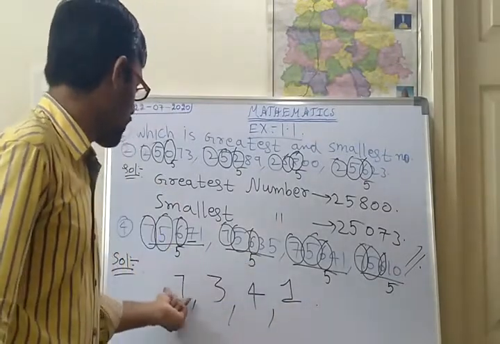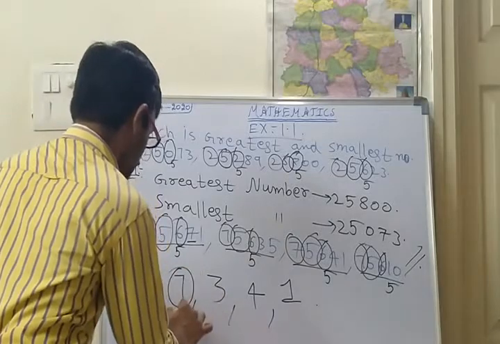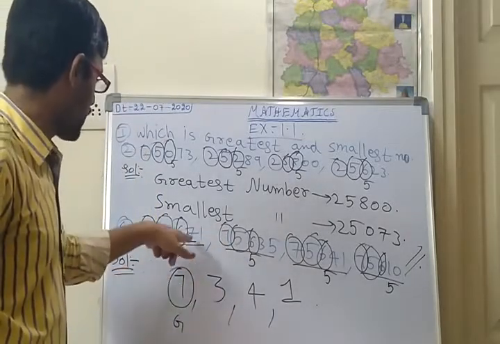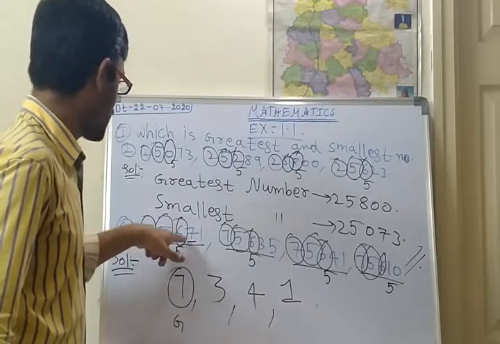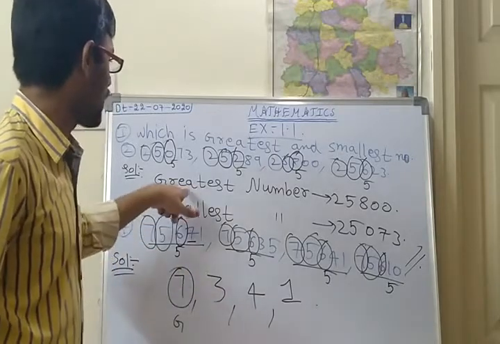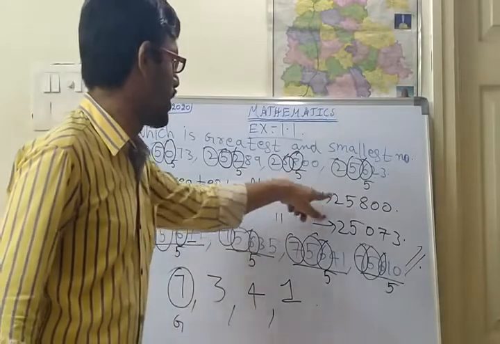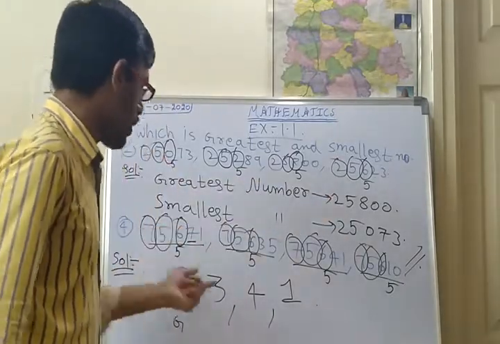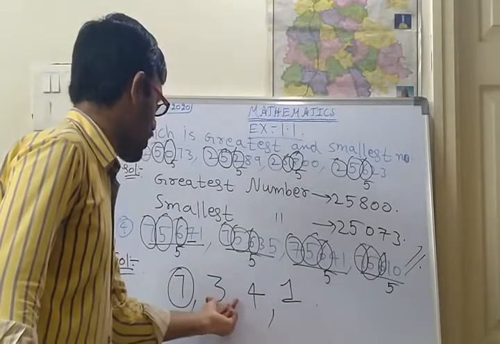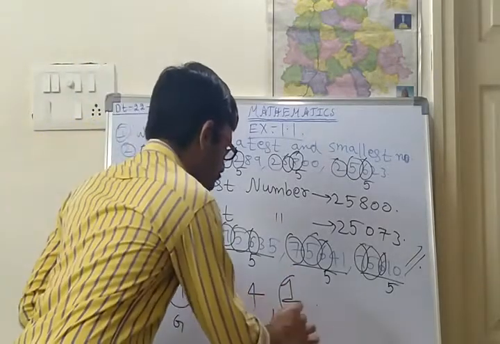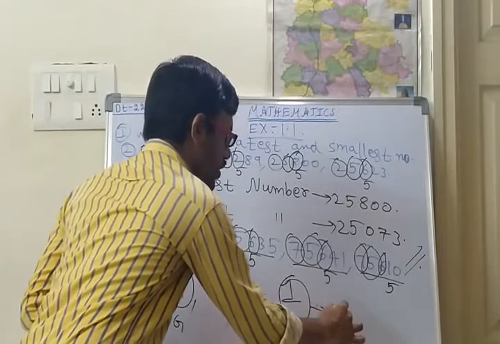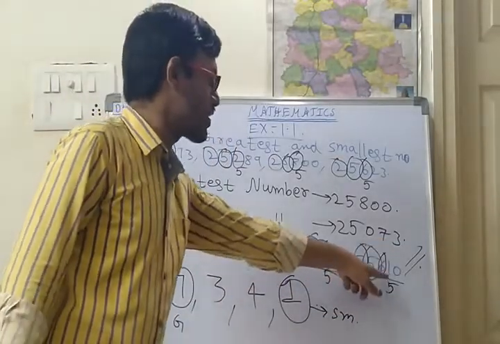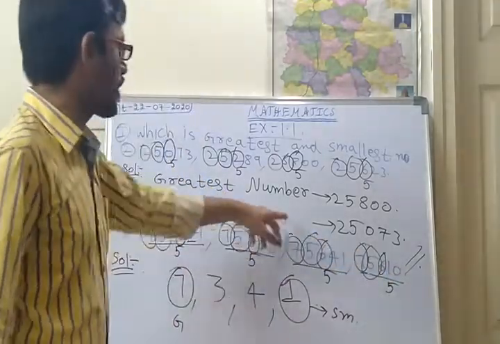Here 7, 3, 4, 1. Which is the greatest? 7 is the greatest digit out of these. Where is 7? In the first number only. So 75671 is the greatest number. Like this you should write: greatest number 75671. Which is the smallest digit out of 3, 4, 1? Obviously 1 is the smallest digit. So you should write 75610 is the smallest number. Like this you should write.